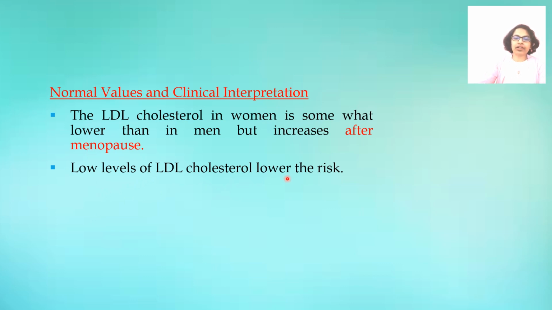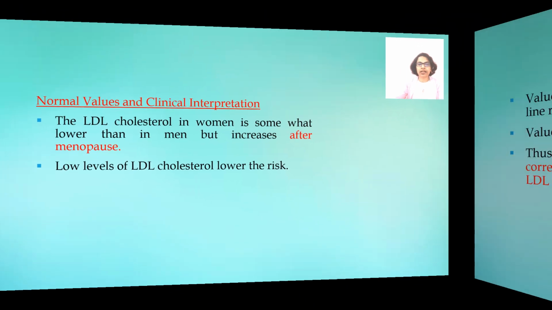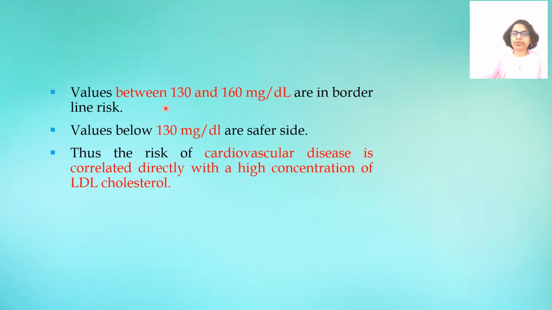Low level of LDL cholesterol lowers the risk. LDL is also known as bad cholesterol. If this bad cholesterol is less in our body, we are at low risk for cardiovascular abnormalities. Values between 130 and 160 milligram per deciliter are borderline risk. Values below 130 milligram per deciliter are on the safer side. Thus, the risk of cardiovascular disease is correlated directly with a high concentration of LDL cholesterol.